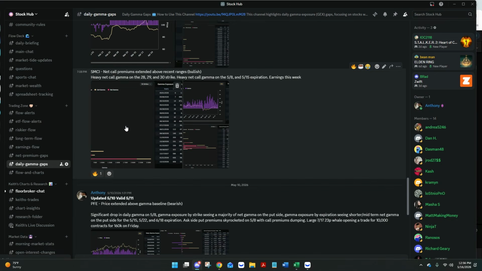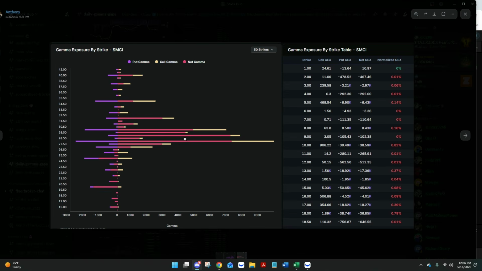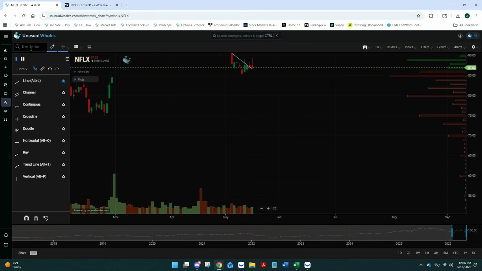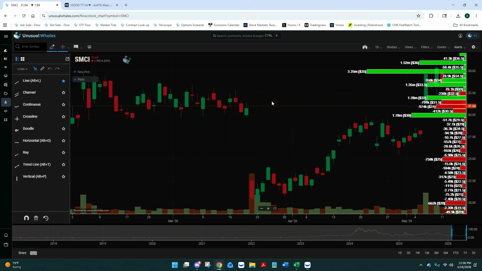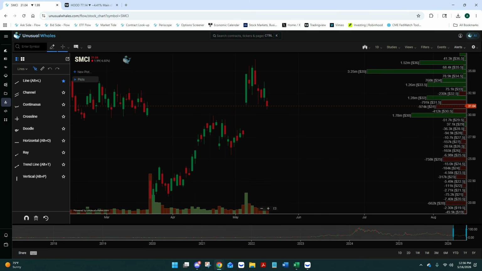And we look at expiration and then strike here. A lot of that net gamma on that 27.5 call, 28.5 call at the time. So a lot of heavy net gamma on the call side of things there. So let's go take a peek at this one here. Oops. All right, so let's go here.